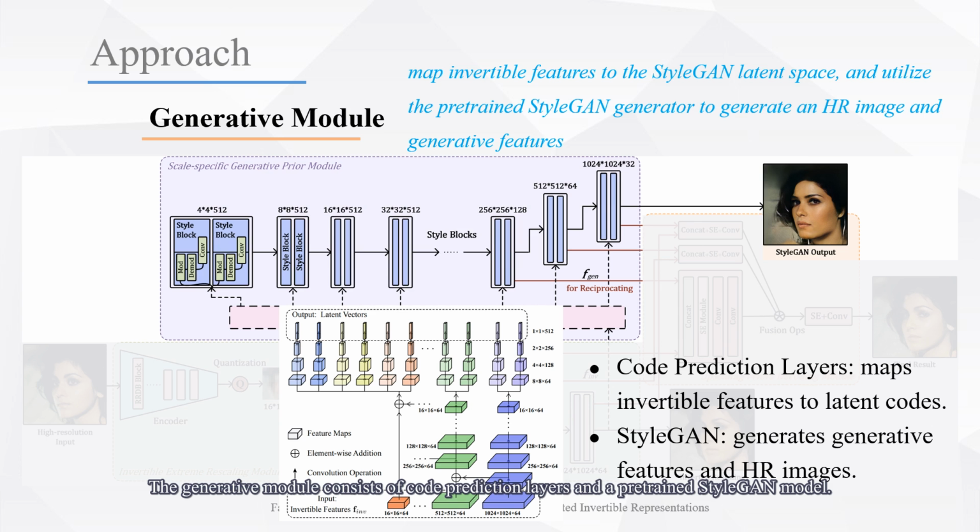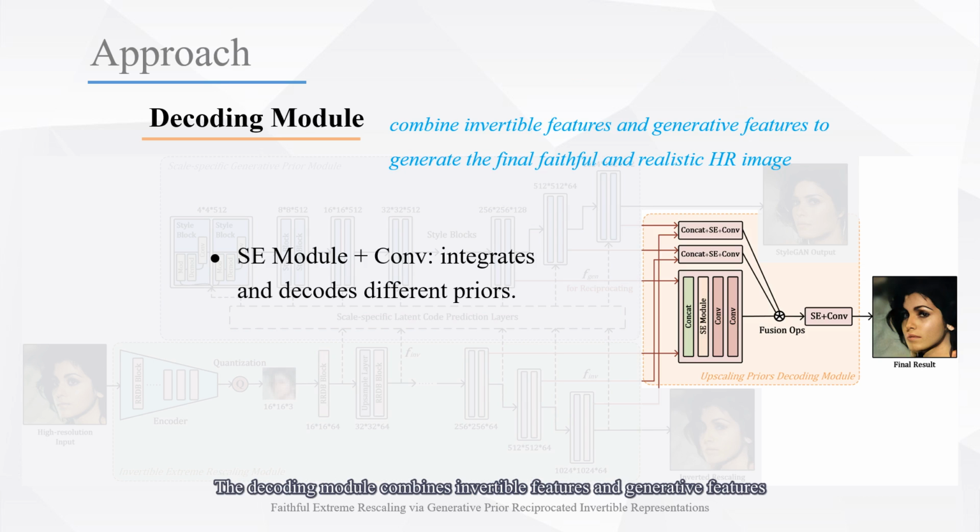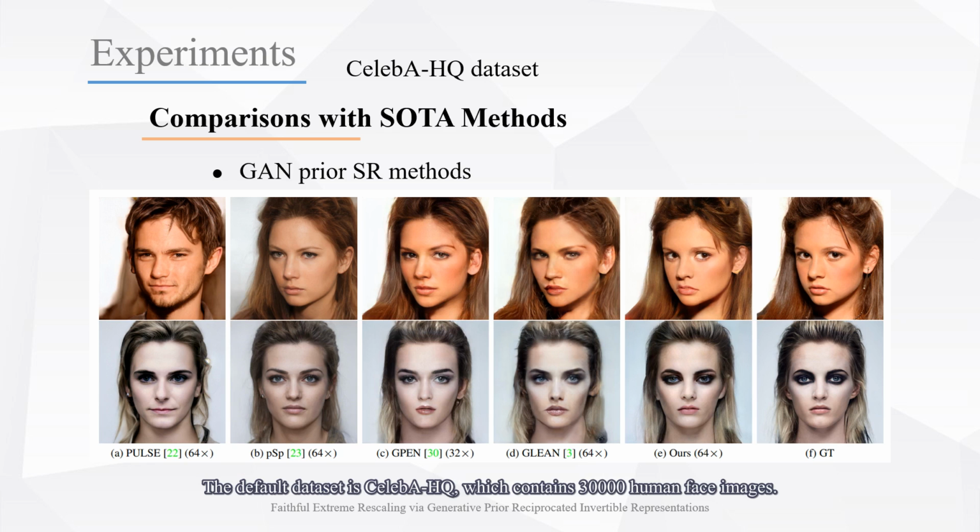The generative module consists of code prediction layers and a pre-trained StyleGAN model. It maps invertible features to the StyleGAN latent space, and utilizes the pre-trained StyleGAN generator to generate a high-resolution image and generative features. The decoding module combines invertible features and generative features to generate the final faithful and realistic high-resolution image. The basic block consists of a squeeze and excitation module and several convolution layers for integrating and decoding priors from different resolutions. The default dataset is CelebA-HQ, which contains 30,000 human face images.